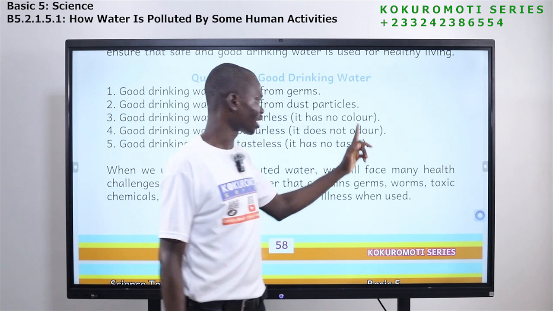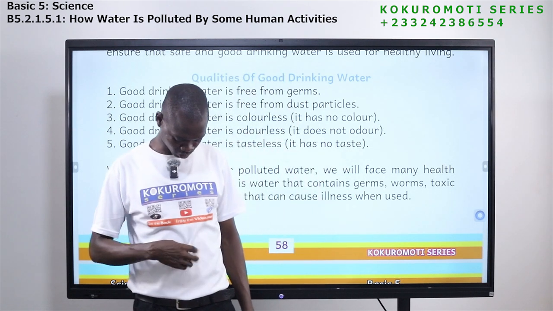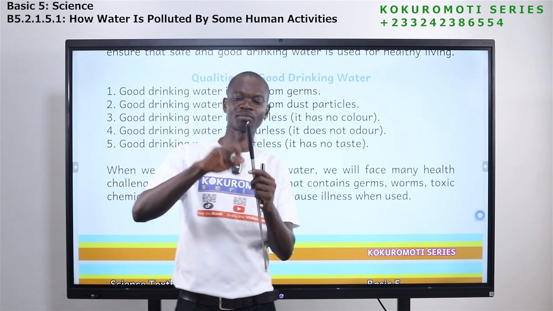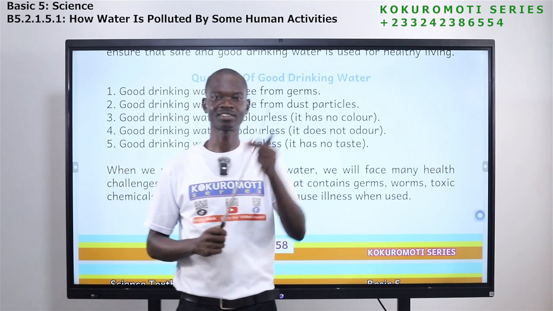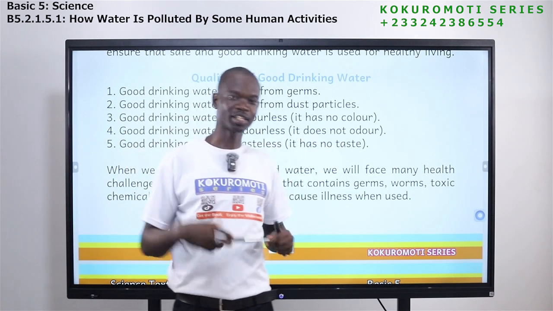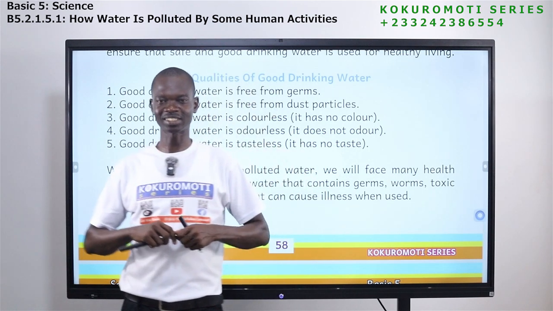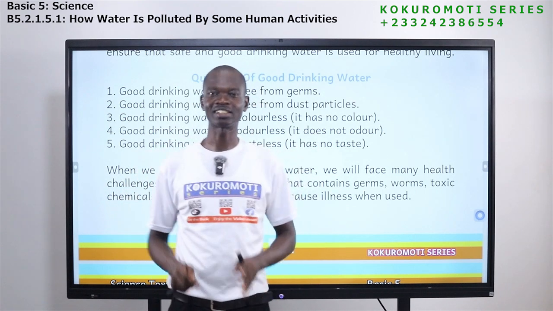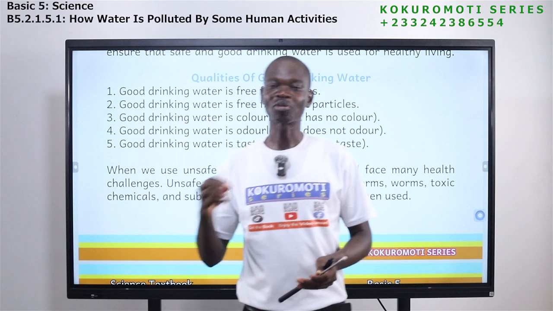The next one is that good drinking water is colorless. It means it has no color. What is the color of this? This is white, right? What is the color of this side? Black. What is the color? You see silver. What is the color of your dress? Now fetch water and tell me the color of it. Water has no color. So you say it is what? Colorless.